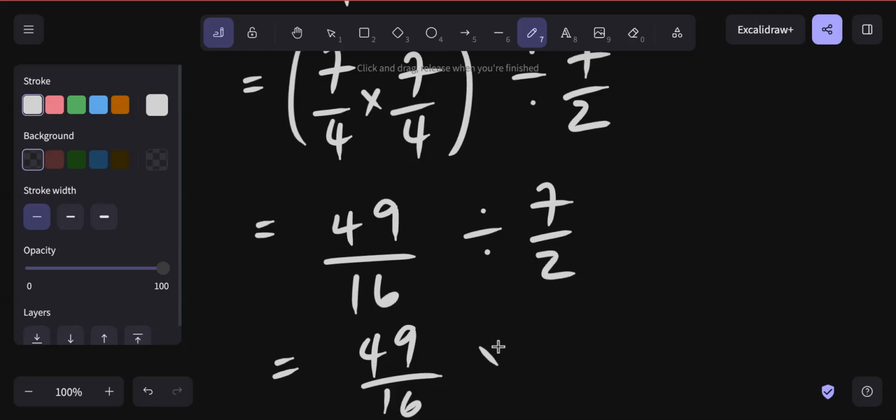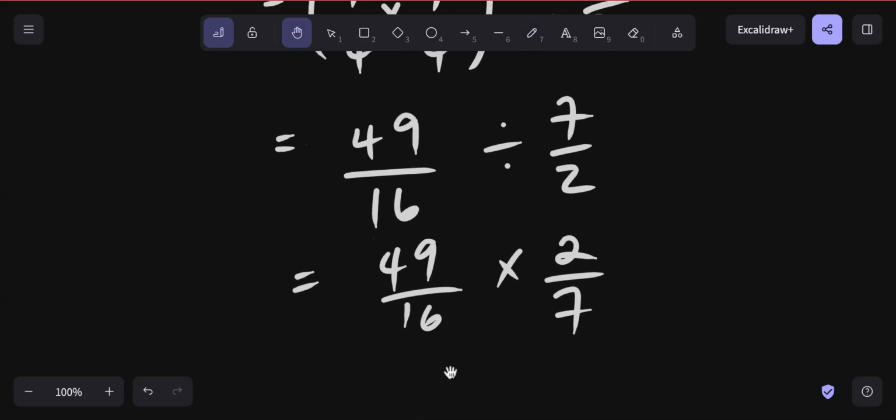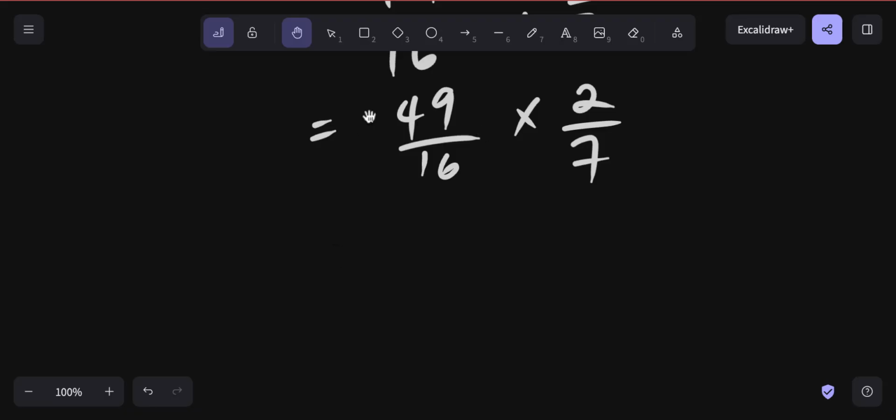And if we're dividing by a fraction, it's the same as multiplying by the inverse. I know, life is easier, yeah?